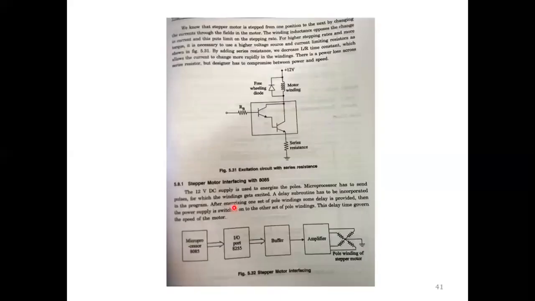This is the excitation circuit with a series resistance, having a freewheeling diode, motor winding, and series resistance. If you give an input of 5 volts, it will drive some voltage to the motor windings. This is the stepper motor interfacing with the 8085. As already told, there is the 8085 microprocessor, the 8255 input output ports, then the buffer, amplifier, then the windings of the stepper motor.